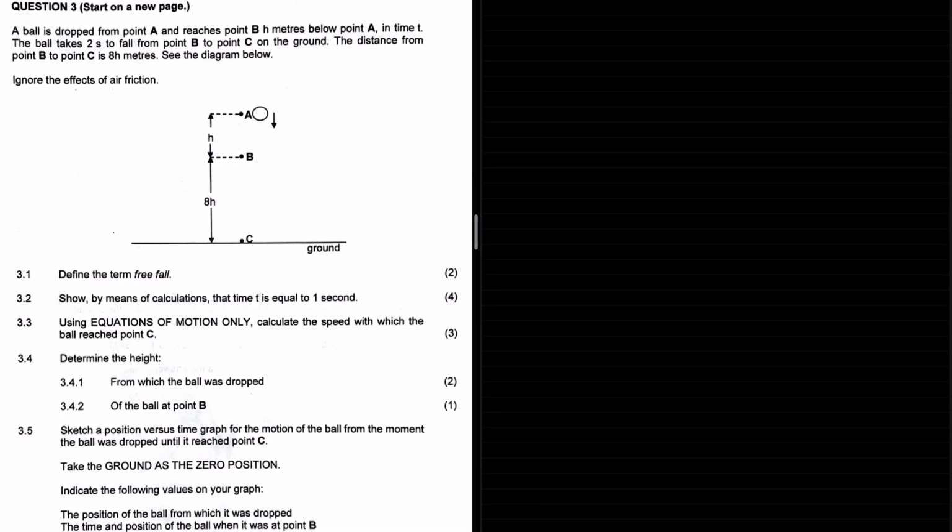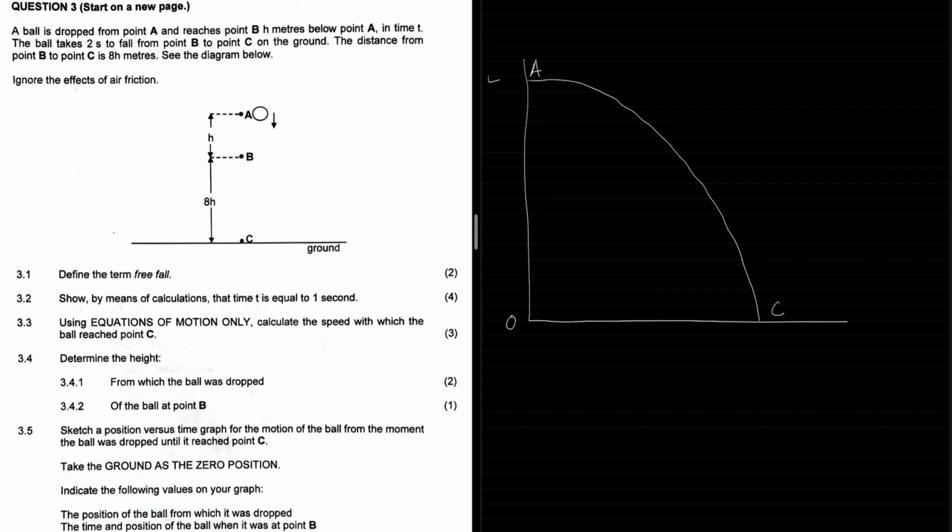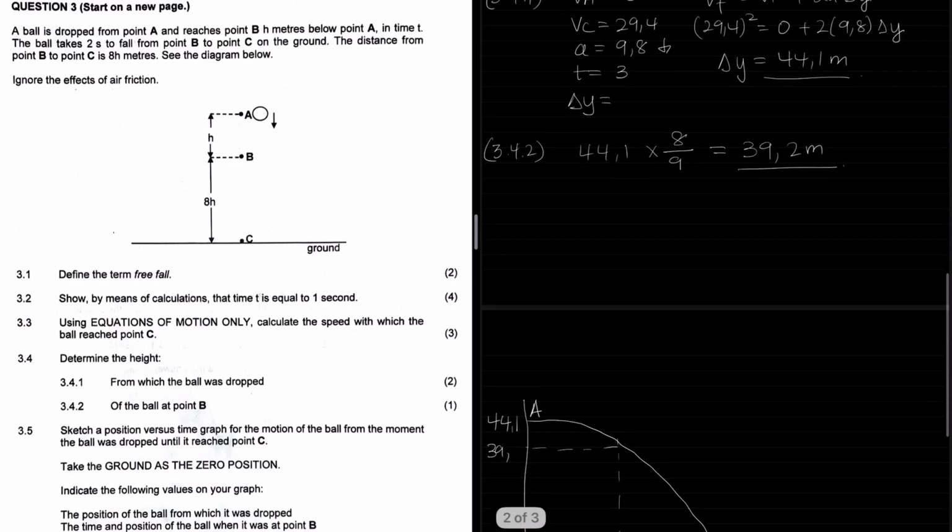Sketch a position time graph for the motion of the ball from the moment it was dropped until it reaches point C. So I'm going to draw my axes like this. And if the ball was dropped, the graph should look like this. So this is going to be point C, where the ground is the reference. So that's my 0. Point A is going to be right here at the top, 44.1. Then after 1 second, so let 1 second be roughly here, the height was 39.2.